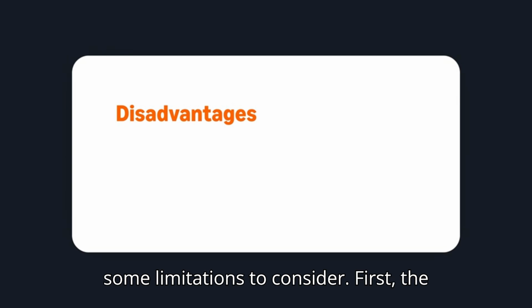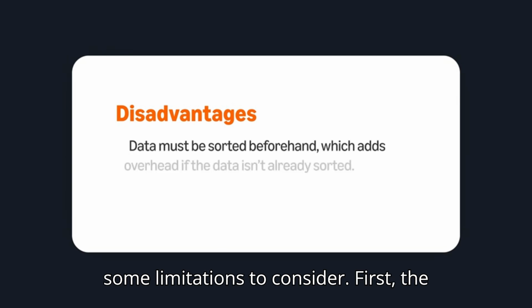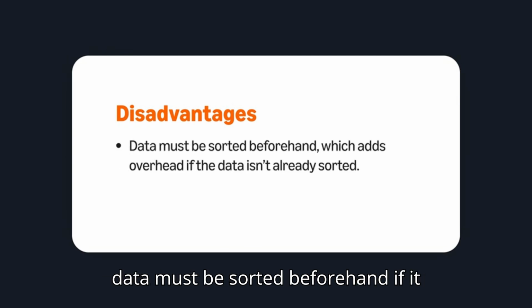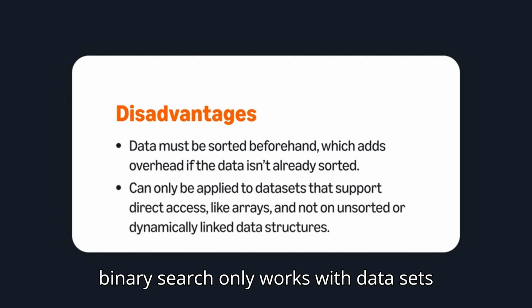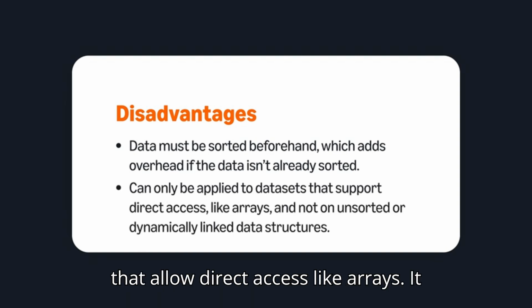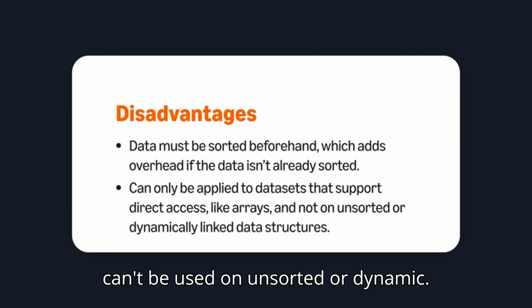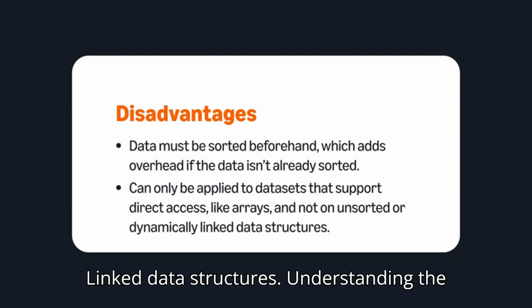However, there are some limitations to consider. First, the data must be sorted beforehand. If it isn't already sorted, that adds an extra step, slowing things down. Second, binary search only works with datasets that allow direct access, like arrays. It can't be used on unsorted or dynamically linked data structures.